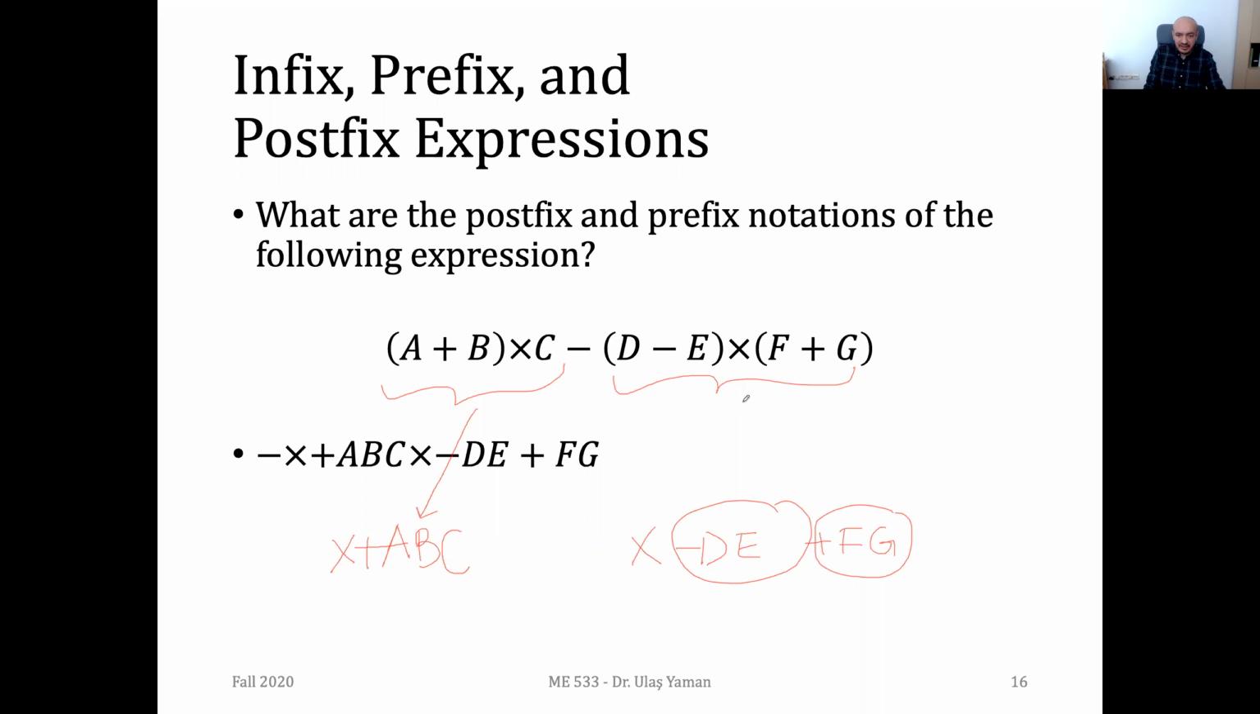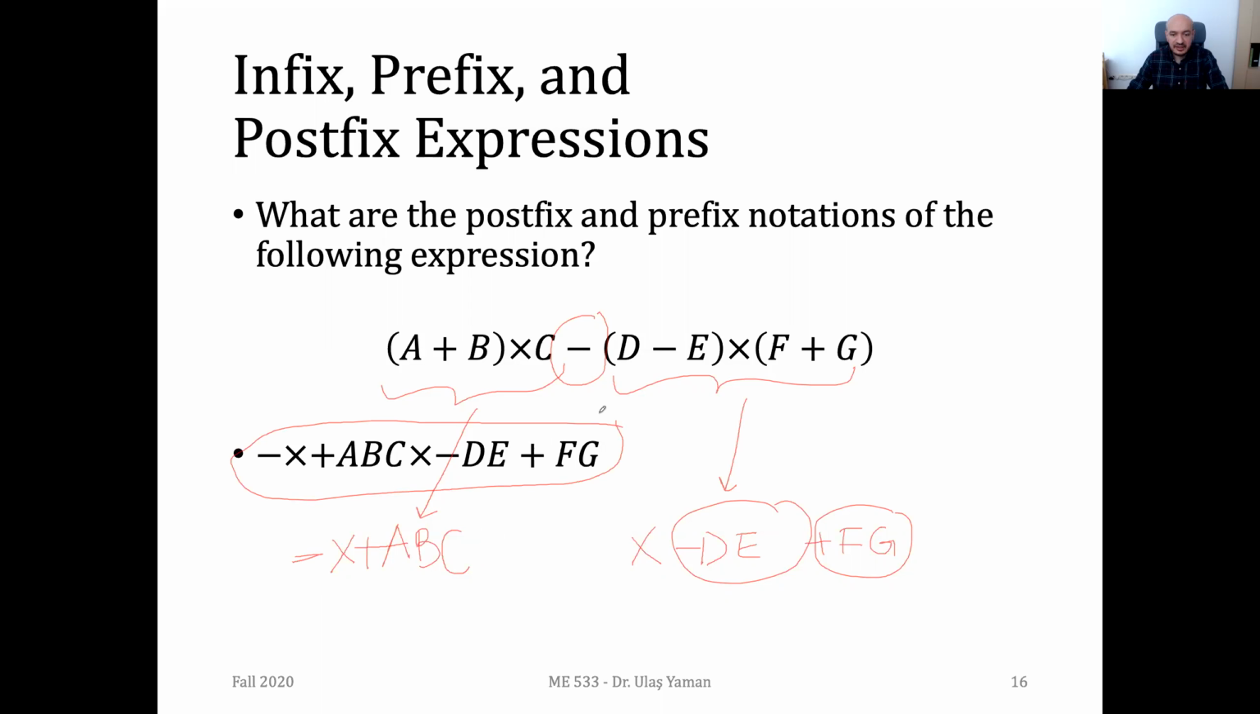Now we are done with these. And the only thing we didn't include is this subtraction operator, right? It will perform a subtraction operation between this first part and the second part. And that's why I need to have a minus sign in front. So if you combine these two, you will have such an expression.